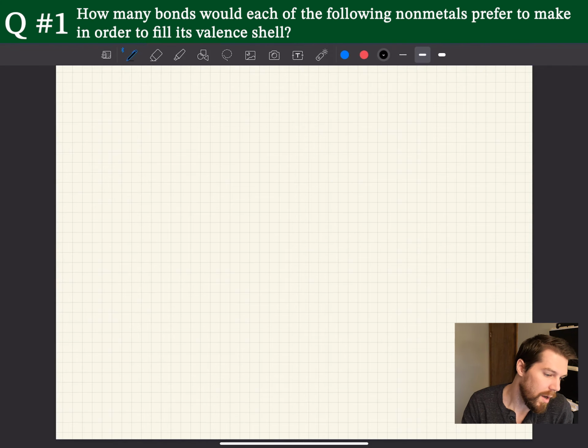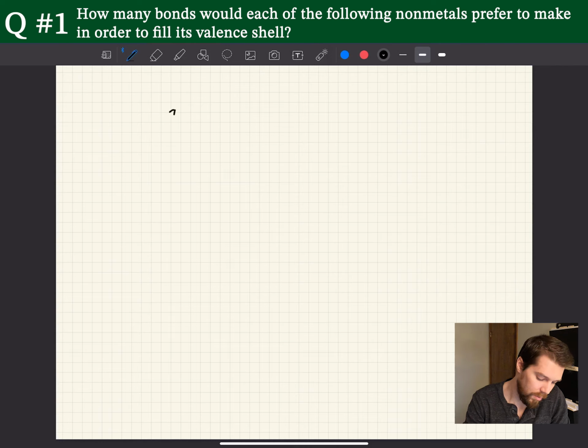So question number 1: how many bonds would each of the following nonmetals prefer to make in order to fill its valence shell? That word "prefer" is a little bit interesting there. For instance, nitrogen can make 4 bonds, and it does so regularly. But if it has 4 bonds, it has a +1 formal charge. So it would prefer to make 3. It only wants to share 3 electrons. It can share 4, but it would rather just share 3. That's what I mean by prefer. And we can really just look at the periodic table to solve these problems.